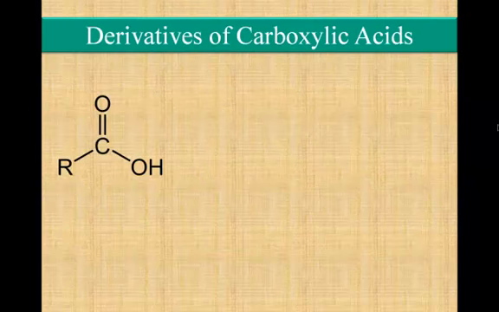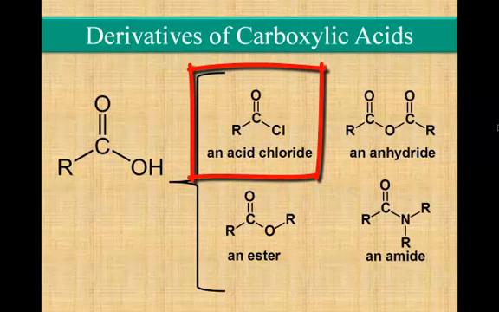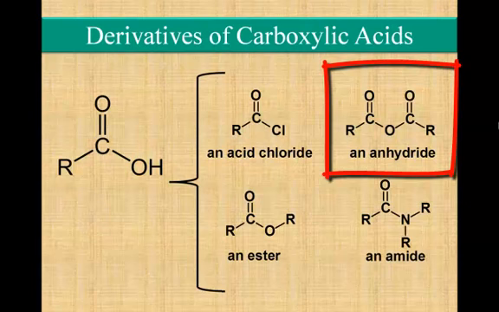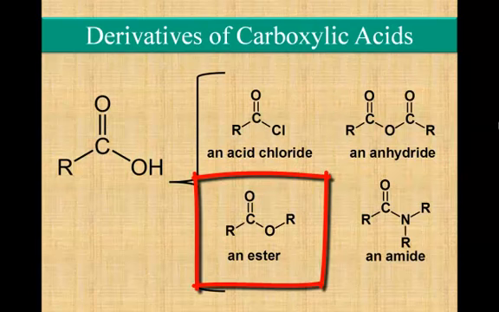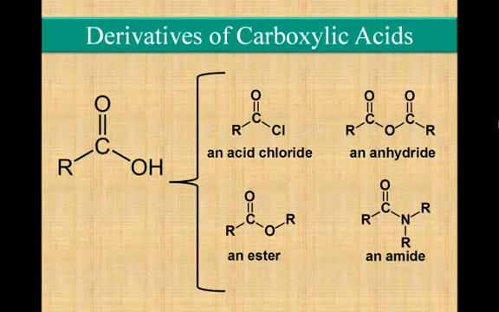As I said earlier, if you replace the hydroxyl group of the carboxylic acid with some heteroatom, that's going to give you functional derivatives of carboxylic acids. These include acid chlorides, so I've replaced the hydroxyl group with a halogen, anhydrides, esters, I've replaced the hydroxyl group with an alkoxy group, and amides, I've replaced the hydroxyl group with an amine. In Chem 2200, we're not going to be talking about anhydrides, but we will be talking about the other three.